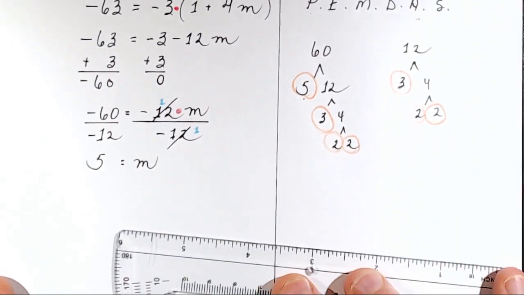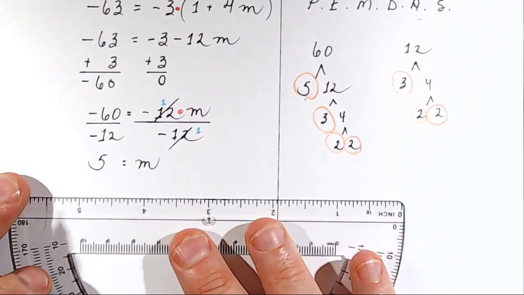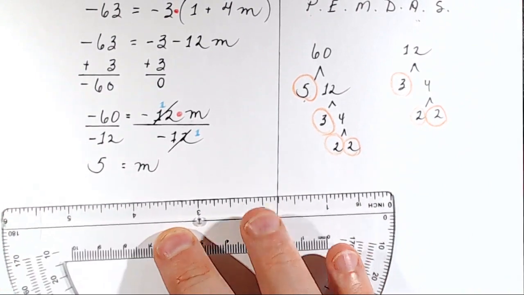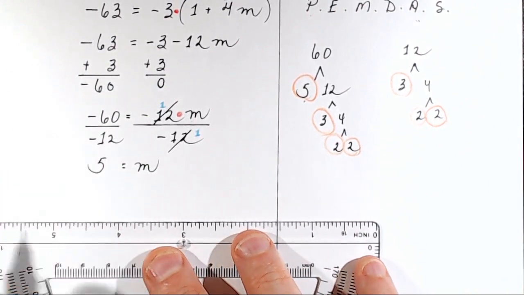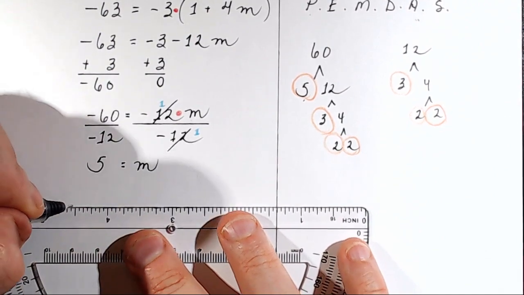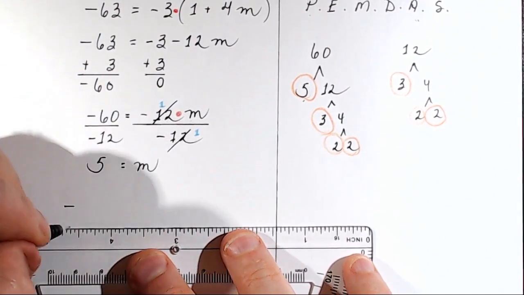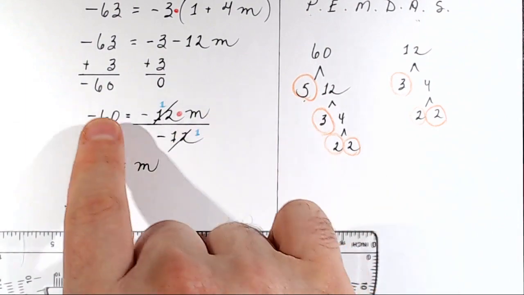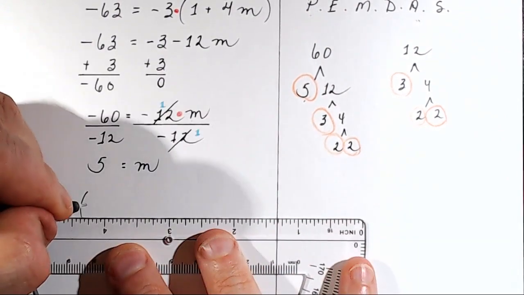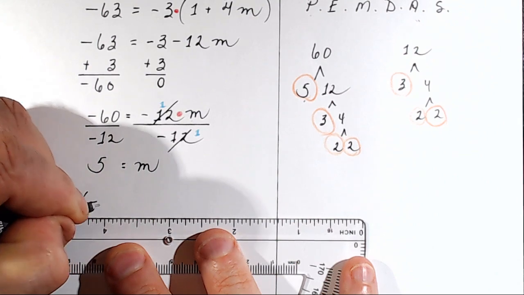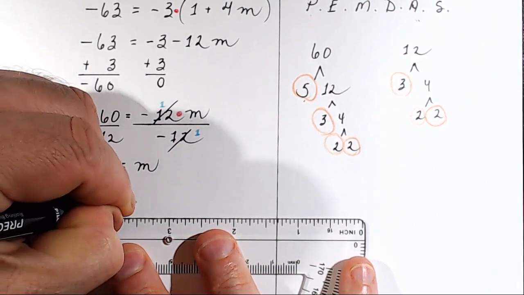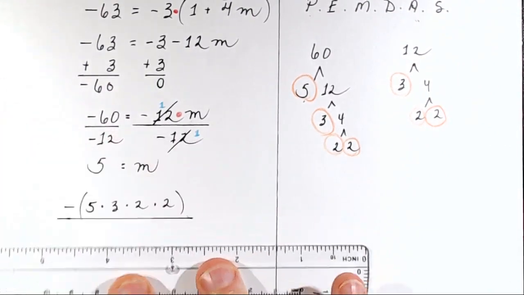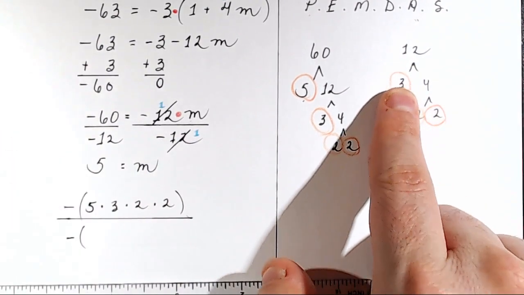So one other way to do this, if you were really wanting to be complete about what you were doing, and this will become more important. Again, we've reached 5, we know it's 5, but let's just say what we could do here is we could also break down this negative 60 over negative 12 as negative, okay, and then open parentheses, and now I'll write 60 as the product of the primes. Negative open parentheses 5 times 3 times 2 times 2, close parentheses, and then over negative open parentheses 3 times 2 times 2.